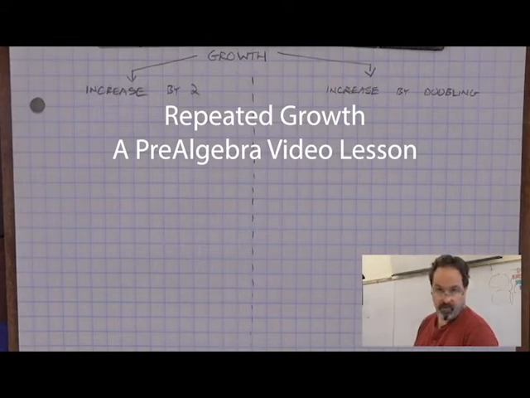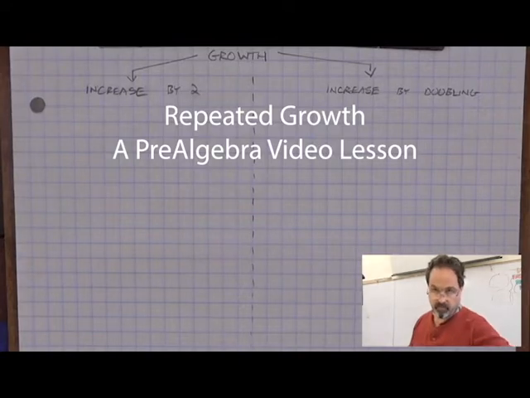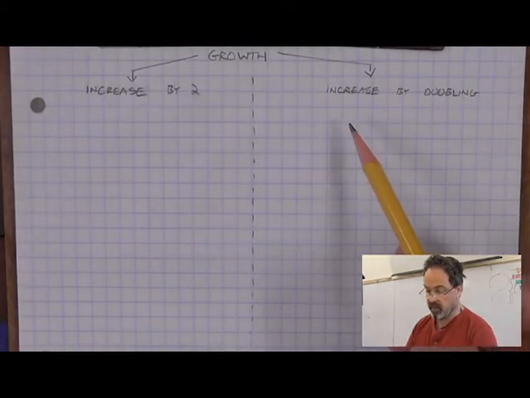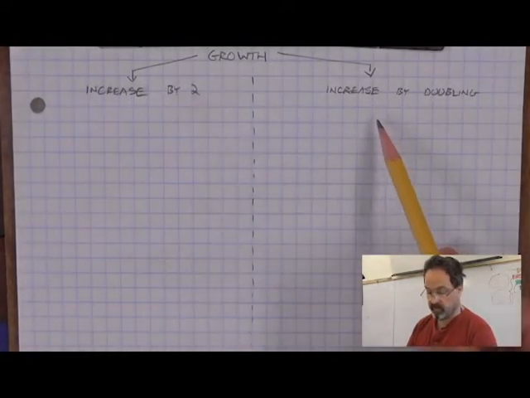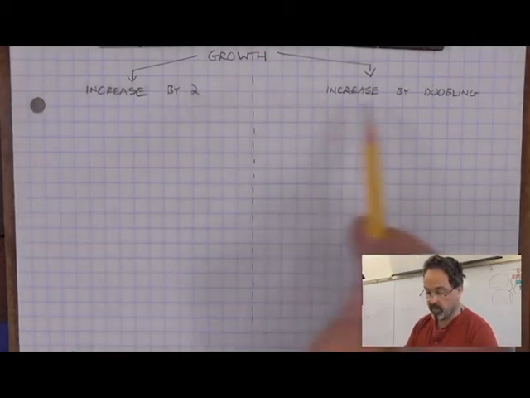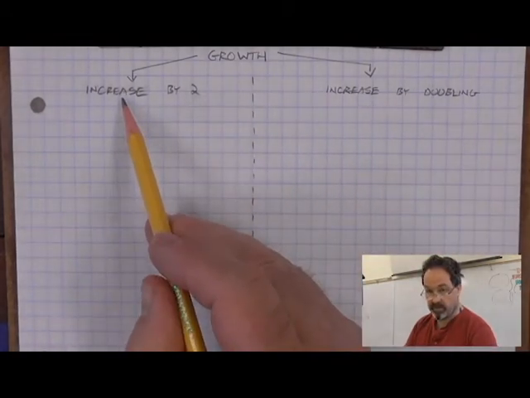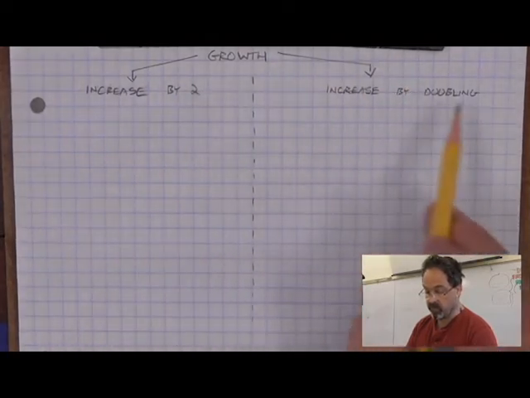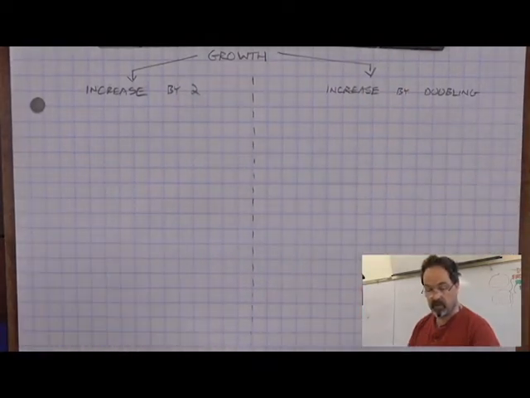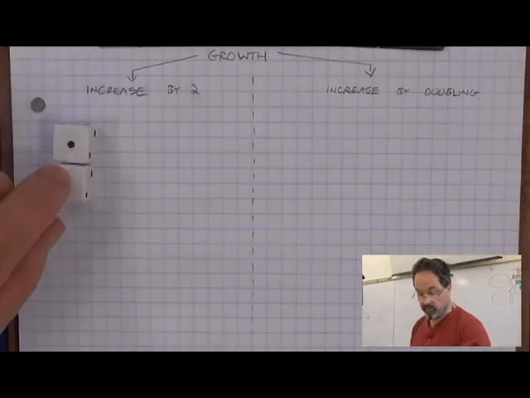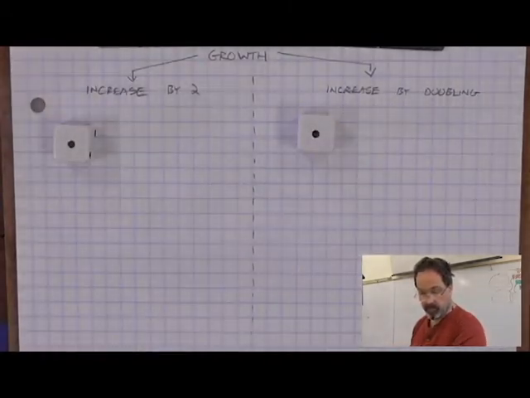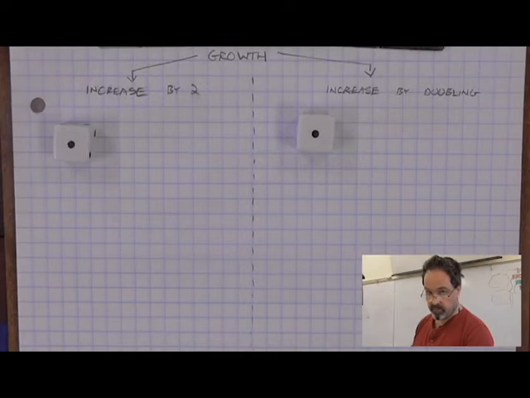Hi guys, we're going to talk about repeated growth. And before we get into a math problem, I'm going to talk about growth in two different ways. We're going to compare what it means to grow by increasing by 2 to what it means to increase by doubling. These rules for growth are similar but not the same. They're going to have a different result.